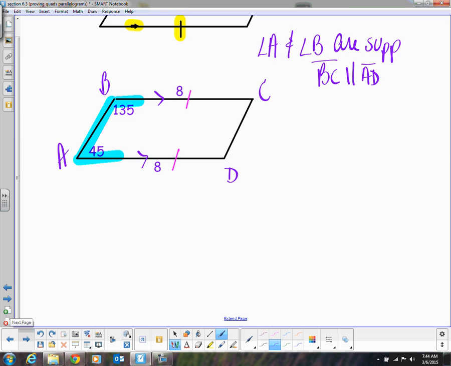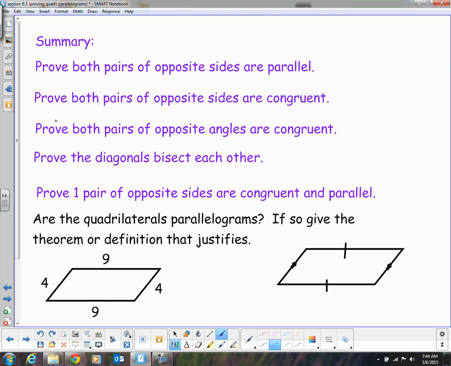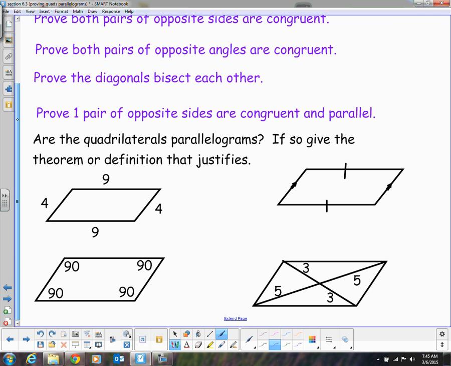Okay, so let's look. Here's a summary. It's online if you want it. Prove both pairs of opposite sides parallel. Prove both pairs of opposite sides congruent. Prove both pairs of opposite angles congruent. Prove the diagonals bisect each other. Prove one pair of opposite sides are congruent and parallel. Those are the 5 you just wrote down. So now, here we go. Are the quadrilaterals parallelograms? If so, give the theorem or definition that justifies. Those 5 things that you wrote down are the theorems or definition that justifies.